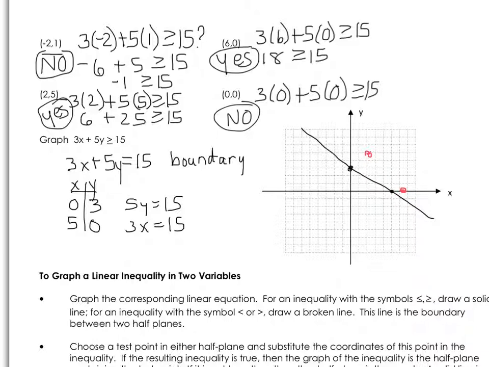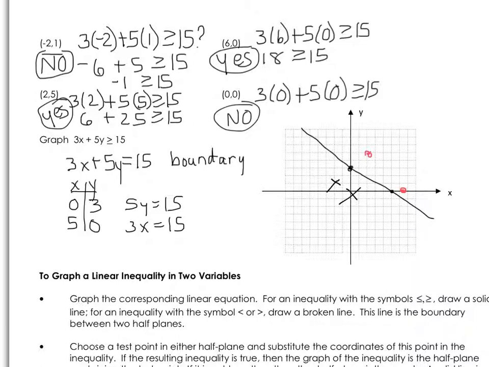Where are the ones that aren't solutions? Negative 2, 1 is not a solution. 0, 0 is not a solution. Those won't work. So, what do you think? Where are the solutions? We have 2 points that are solutions above the line, and we have 2 points that are not solutions below the line.